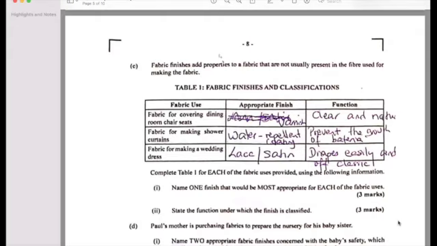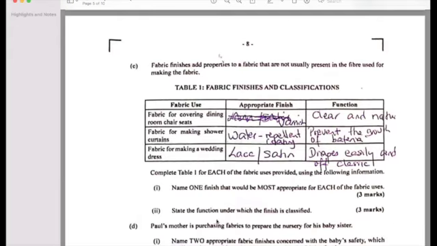The next one says fabric for making a shower curtain, and the finish would be a water repellent coating. The function is to prevent the growth of bacteria in your shower. The next one is for making a wedding dress, so lace would be a finish that we use, and satin would be a finish. And why? Because it drapes easily and it gives off that classic look.